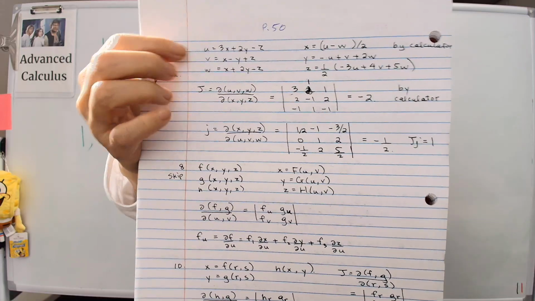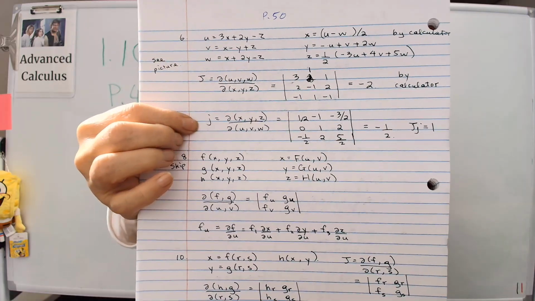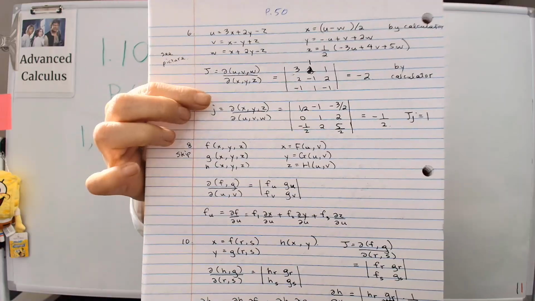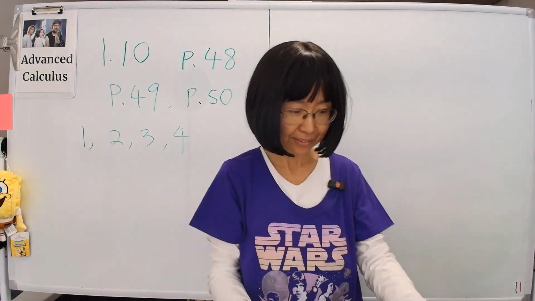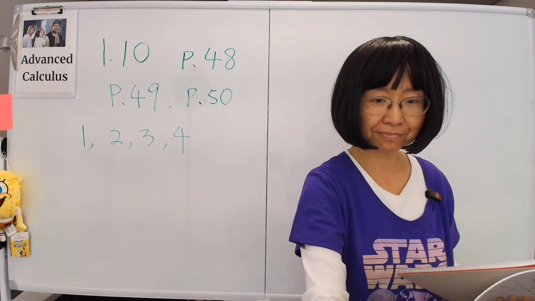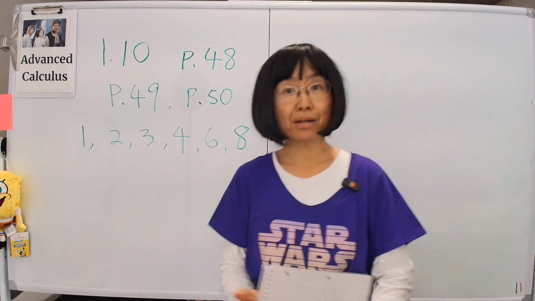And then from this one, calculate the small j from that set, and then notice, hey, check this, they equal 1. How awesome. So that's problem 6.